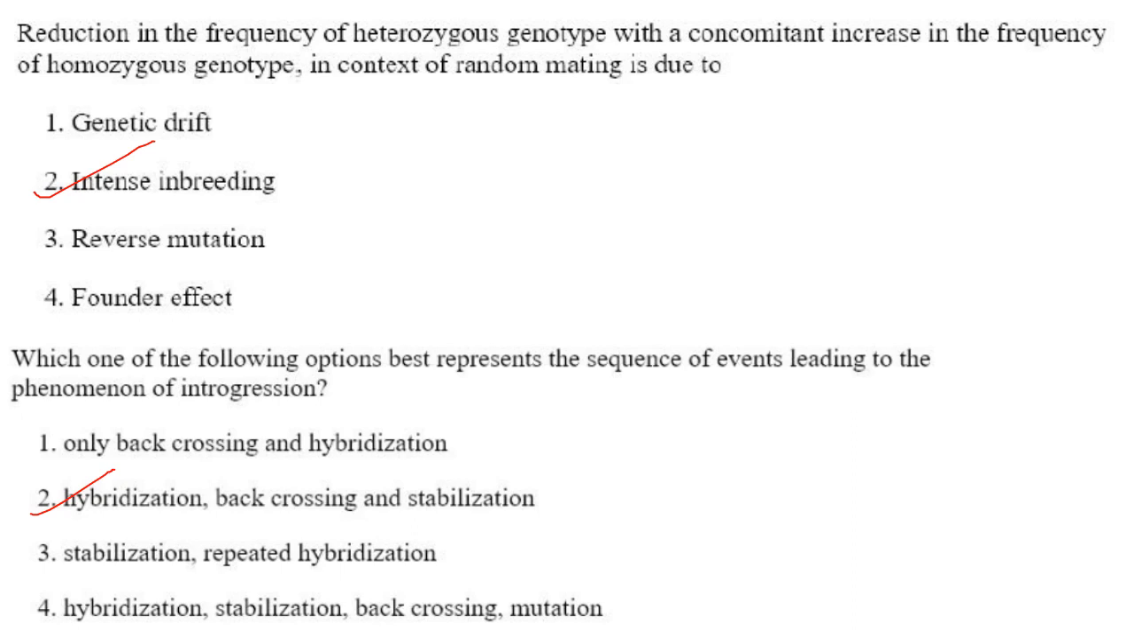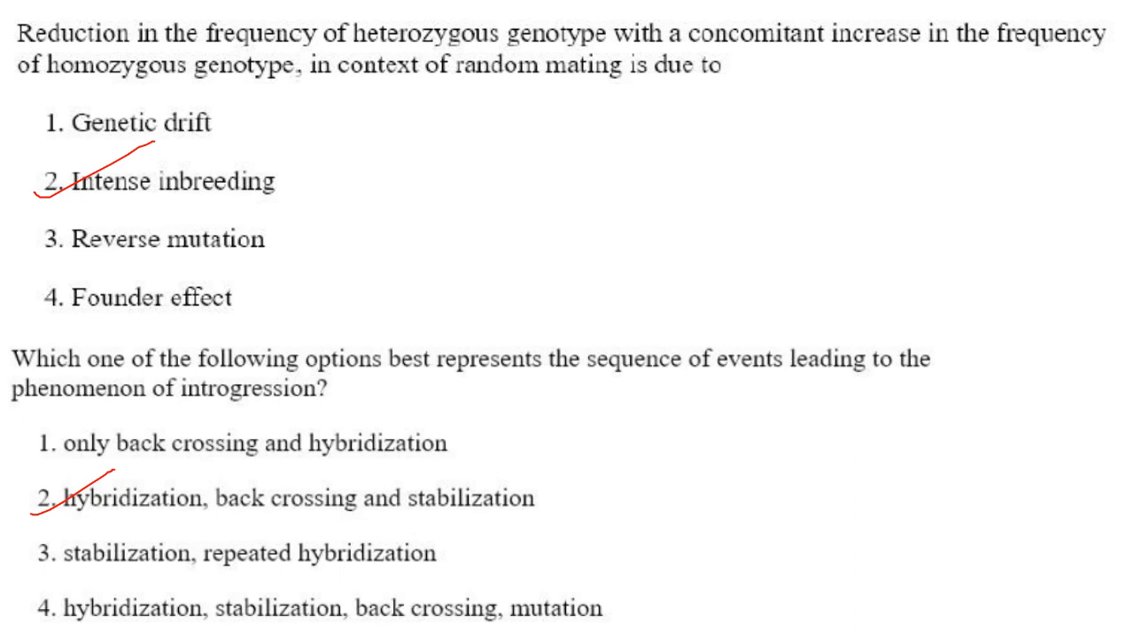Coming to the first question. These are Part B questions. Reduction in the frequency of heterozygous genotype with a concomitant increase in the frequency of homozygous genotype, in context of random mating, is due to intense inbreeding. Inbreeding leads to an increase in homozygosity at the expense of heterozygosity. So the answer here is option 2.